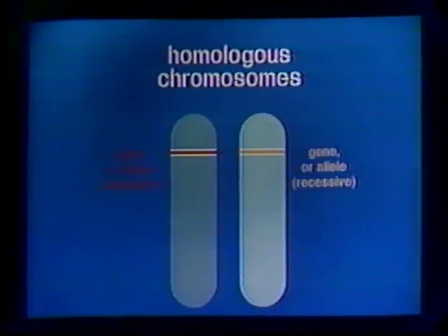Now, in the first part of this program, it was explained that genes ordinarily occur in pairs. Such genes occupy the same locus or place on each of a pair of homologous chromosomes. These genes function with each other and so are often called alleles. Each of them can be either dominant or recessive.